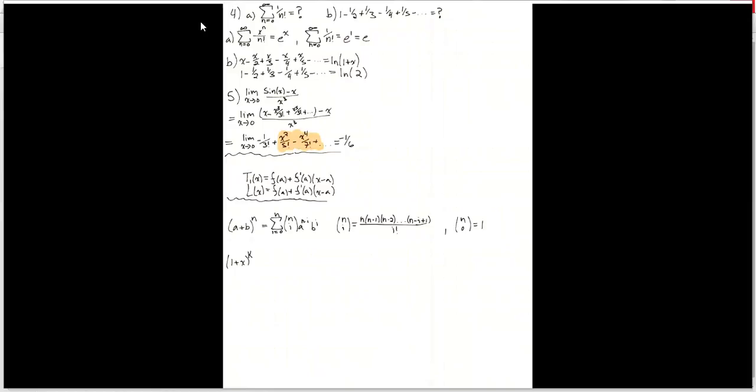well, we can define it using a power series. Sum from 0 to infinity, and then we'll have k choose n times x to the n. So k doesn't necessarily need to be an integer here, nor does it need to be positive.